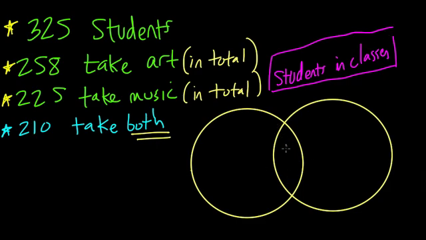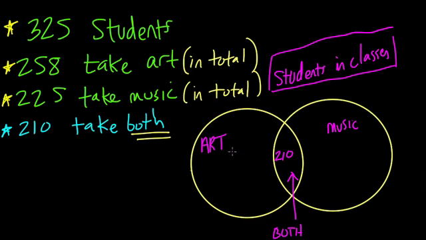Now, it depends how you label it, but let's have this circle right here represent the art students, and this circle right here represent the music students. When the two circles cross, they form this intersection in the middle that represents both classes, where art and music meet. And that's where you can start, by putting 210 students there.